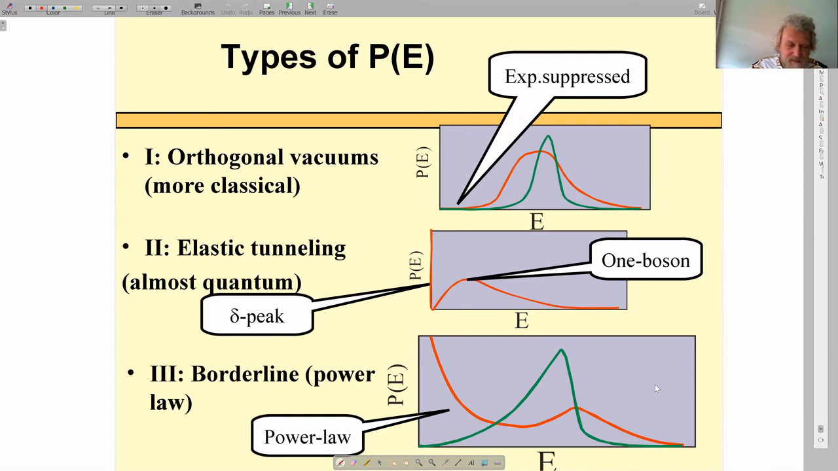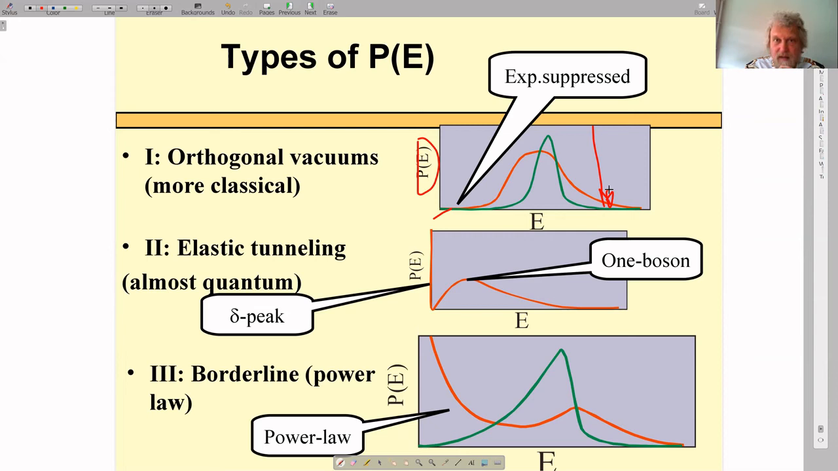First case, let me call it the classical case. In this case, there's orthogonality catastrophe. If I sketch P of E, it has nothing at zero. And eventually one can see that even close to zero, it has almost nothing, it's exponentially suppressed over there. P of E has to be normalized, so I have to cut it at some energy somewhere here. Good.